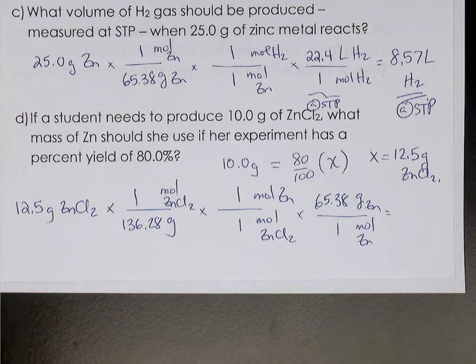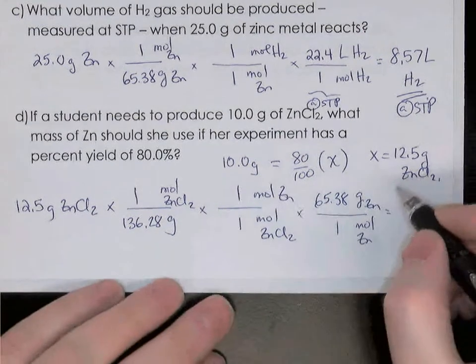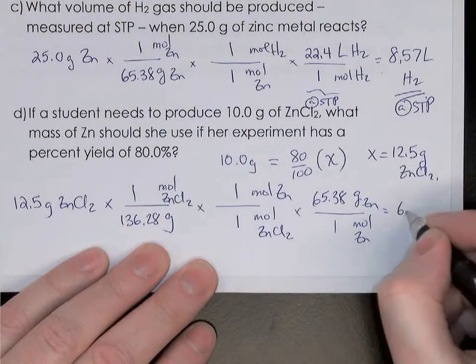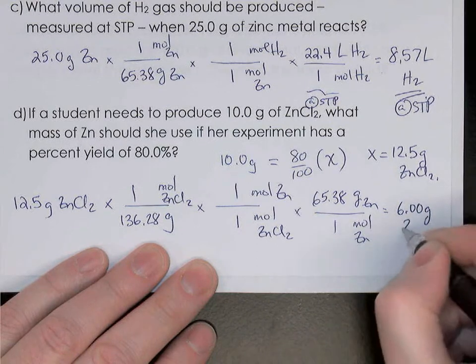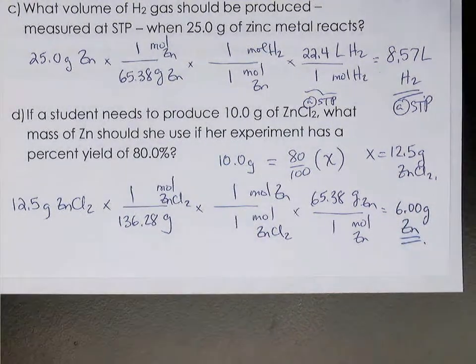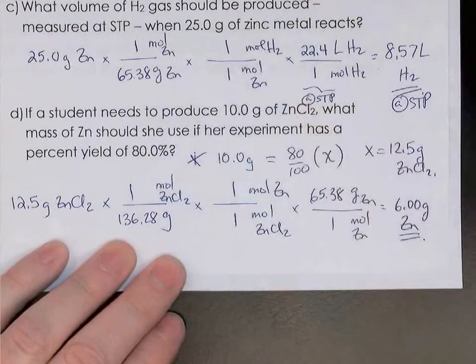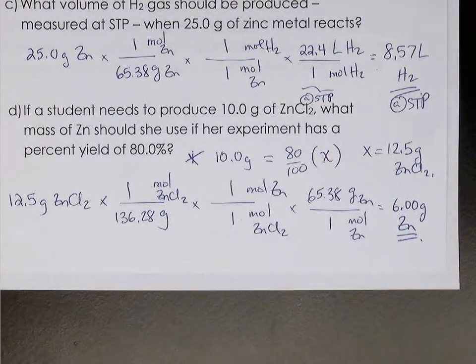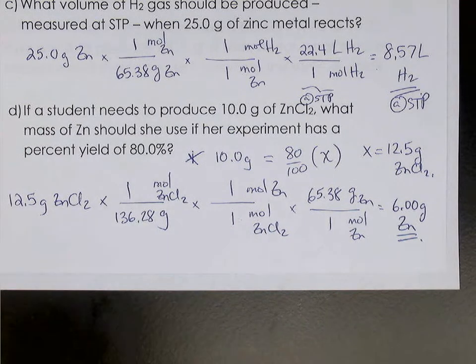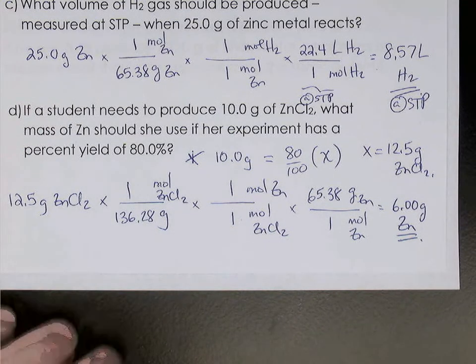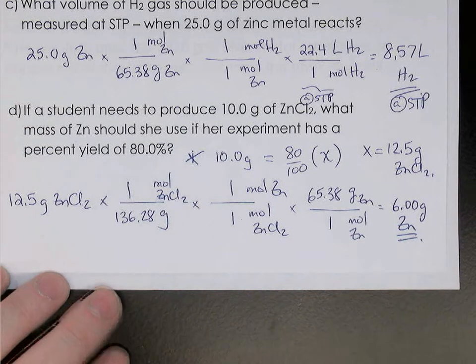So 12.5 divided by 136.28, and then times 65.38, I need 6.00 grams of zinc metal. Alright, so there's using the percent yield at the very beginning of the question to figure out how much we should have aimed for, then using that in the stoichiometry calculation.